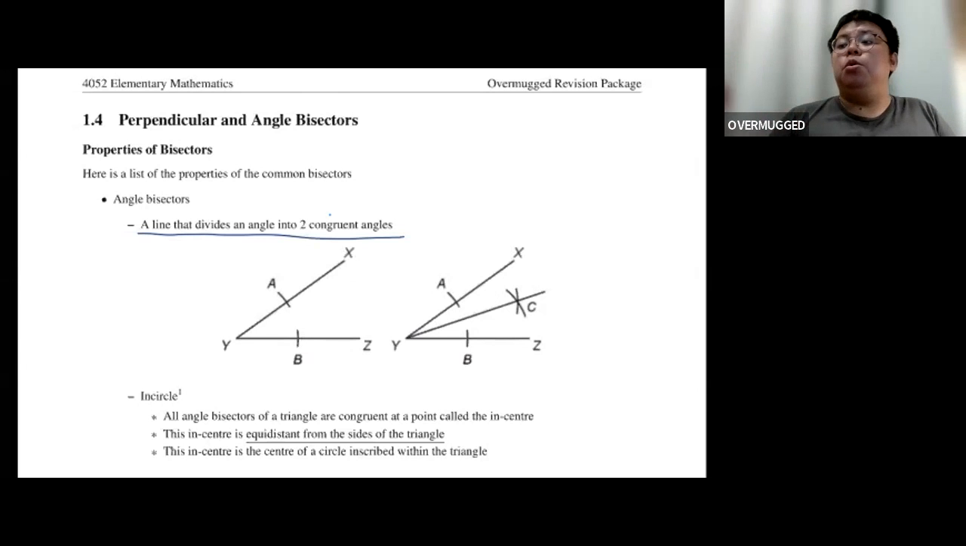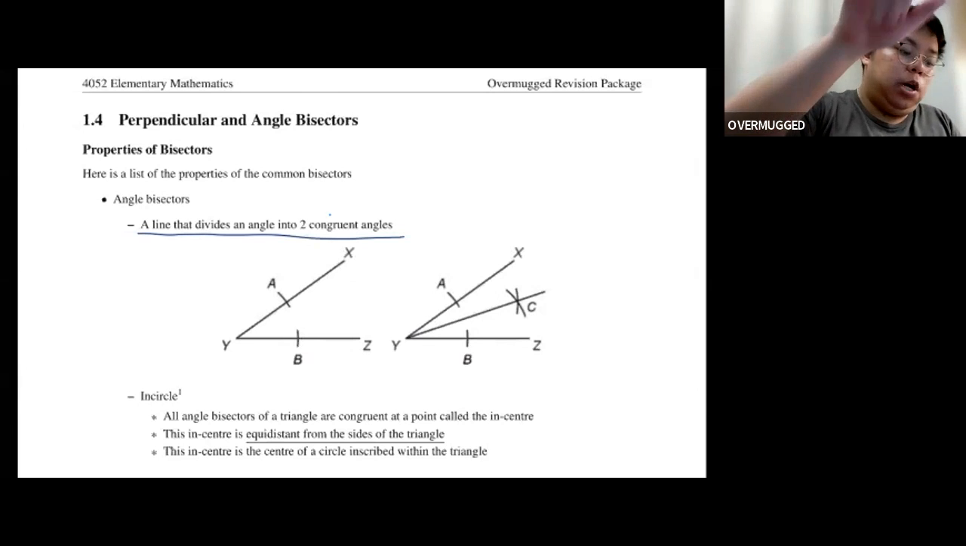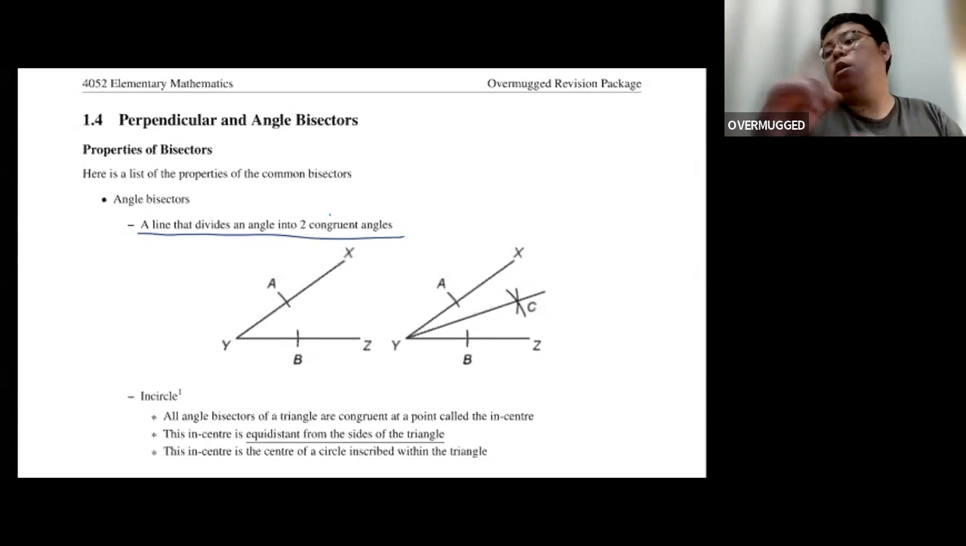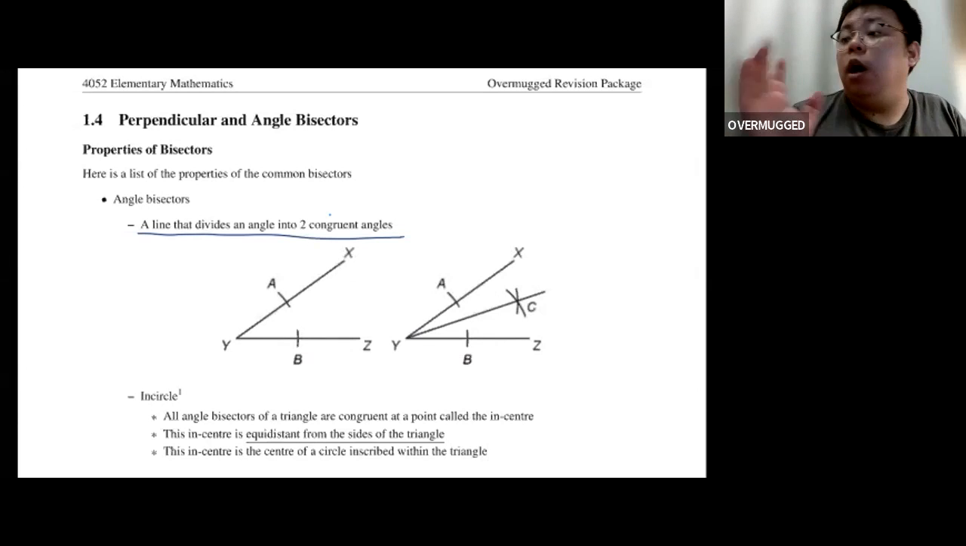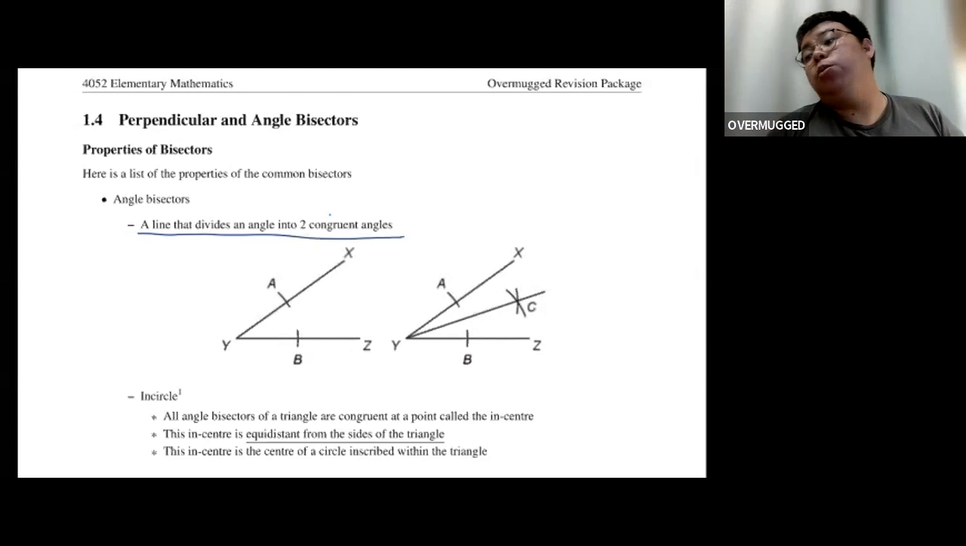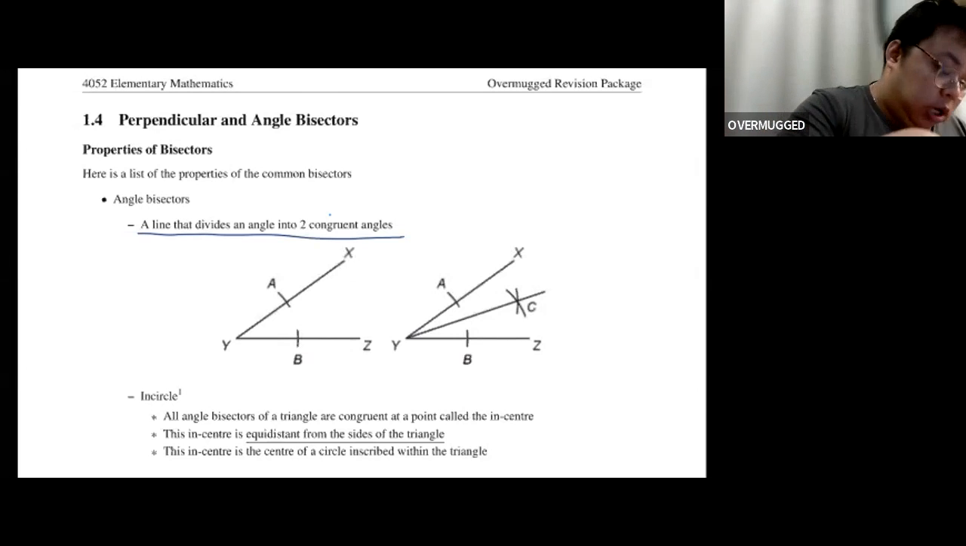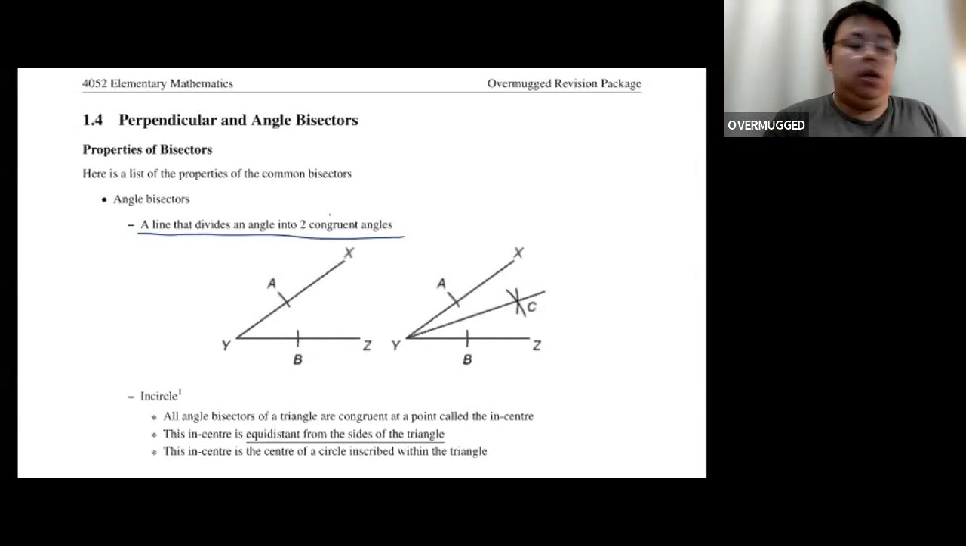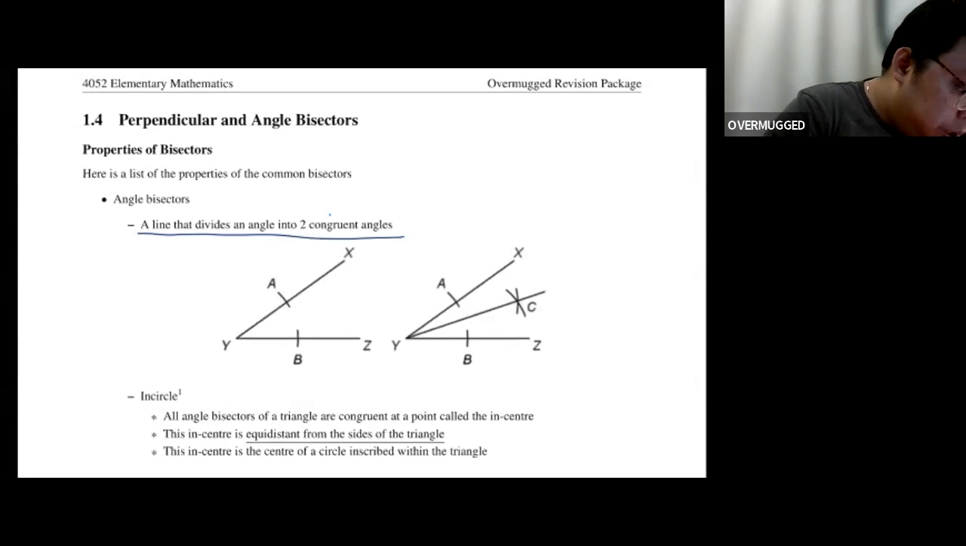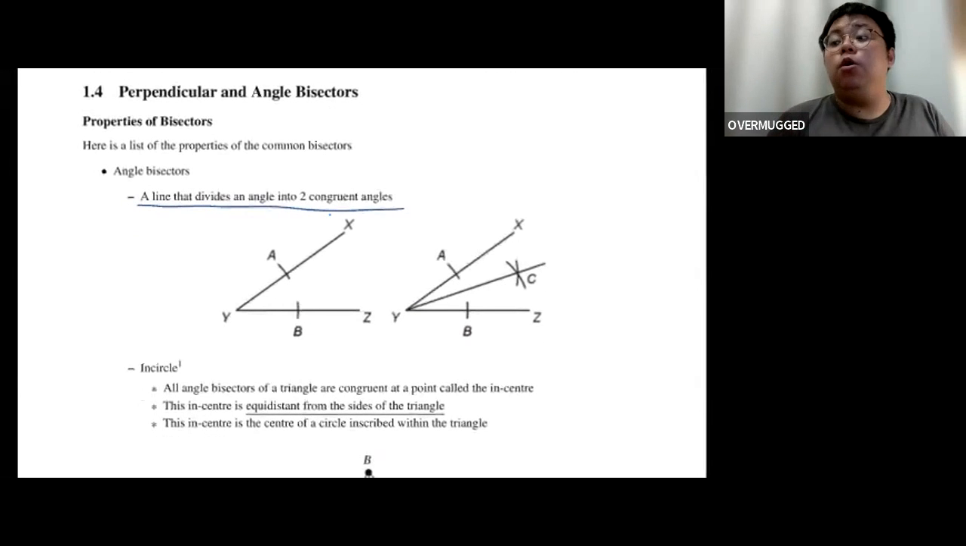Next step, now you move the compass, but you do not close the jaw. I repeat again, you do not close the jaw. And you put your pointer at A and B respectively. And then you're going to mark another arc and make a cross out there at C. After that, connect C and Y together, and therefore you can get this whole entire shape. And then the angle ZYC will be equal to CYX. So this is very important. This is how you draw an angle bisector.